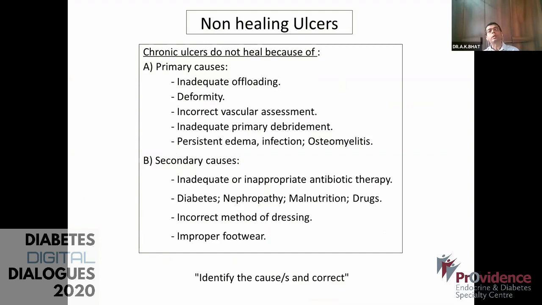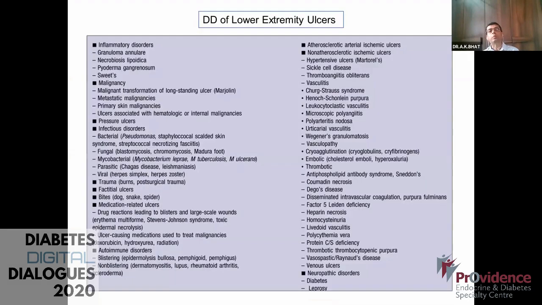This is an elaborate slide. I'm not going to tell you anything about this, but just to know that this is the differential diagnosis of lower extremity ulcers. Many of you would have come across many of these issues. It is important to identify and treat them. I'll just elaborate on a few of these.